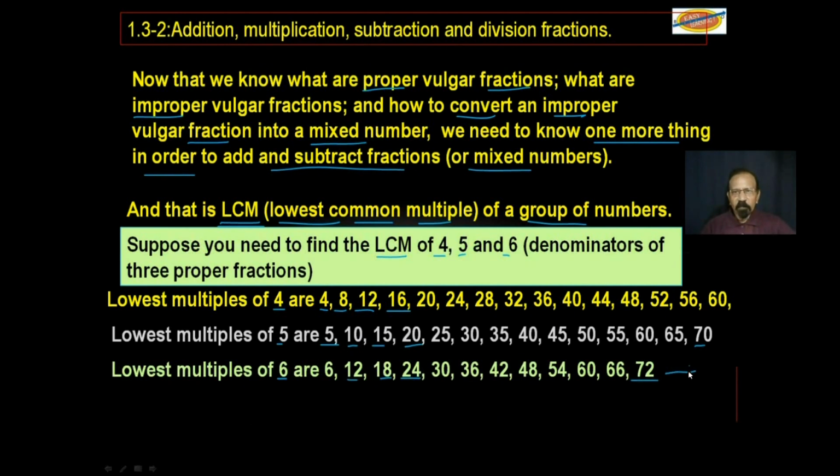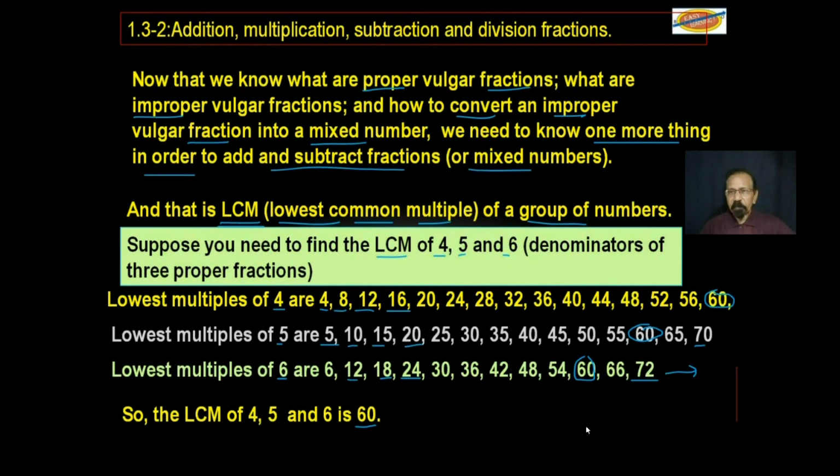72 and further. Now, when you look at all of these numbers, we want to find the lowest number of these numbers that we see here that 4, 5, and 6 can divide without a remainder. And when we do that, we find it is 60. That's 60 there, this 60 here, this 60 here. That is the lowest common multiple that 5 can divide, 4 can divide, 6 can divide without a remainder.